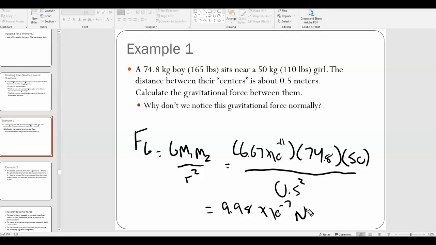That is a very, very small force. To give you an idea, the force it takes to lift an apple is about 1 newton. This is literally about a million times less than that, about 6 orders of magnitude less than the weight of an apple.